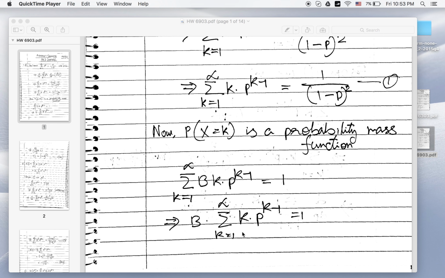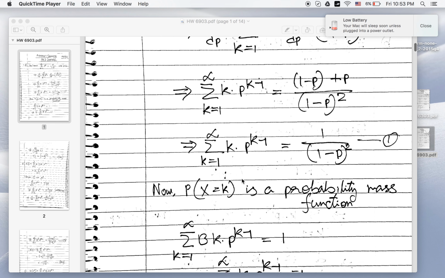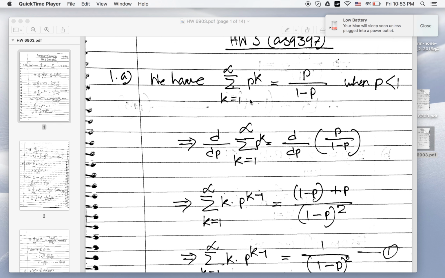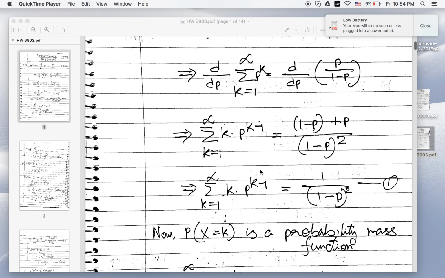Now the tricky part is to get the summation of this part, k into p to the k minus 1. So how do we calculate that? This is very simple. We observe that this is nothing but the differentiation of p to the k. So we know the summation of p to the k is p by 1 minus p. So we differentiate both sides with respect to p and get the summation k into p to the k minus 1 equals 1 by 1 minus p whole square.